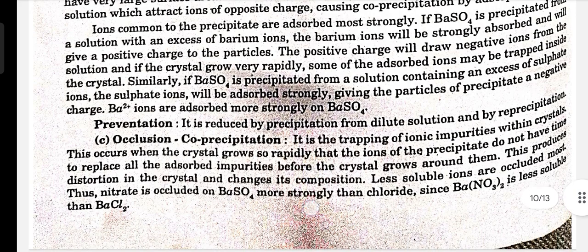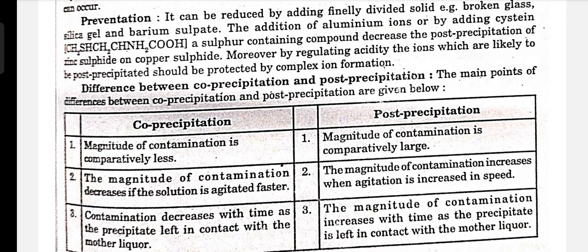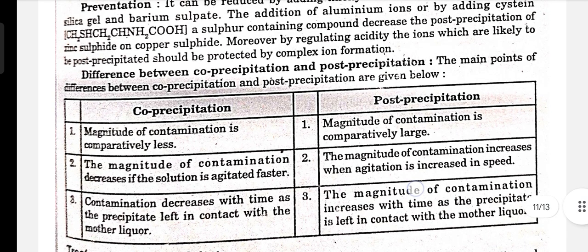C, occlusion co-precipitation. It is the trapping of fine impurities within the crystal. This occurs when the crystal grows so rapidly that the ions in the precipitate do not have time to replace all the adsorbed impurities before the crystal grows around them. This produces distortion in the crystal and changes its composition. Less soluble ions are occluded most. Thus, nitrate is occluded on BaSO4 more strongly than chloride, since Ba(NO3)2 is less soluble than BaCl2. Prevention. It can be reduced by adding finely divided solids, for example broken glass, silica gel, and barium sulfate.